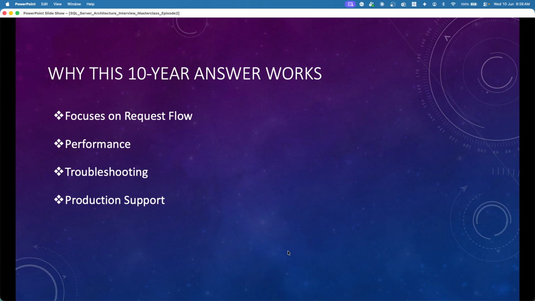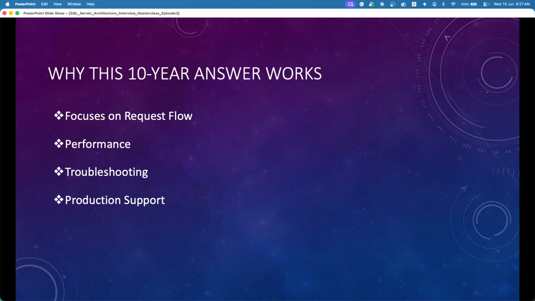So let's break down why this 10-year answer works. You are focusing on request flow. The answer discusses how the query enters the SQL Server, how the query is optimized after parsing, how the data is retrieved, how changes are recorded, right? How performance problems occur. This sounds like someone who works in production every day. They can modify the sentence, right? The panel will be impressed by this answer.